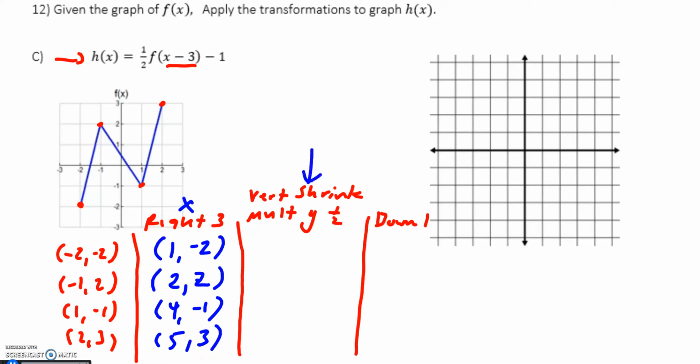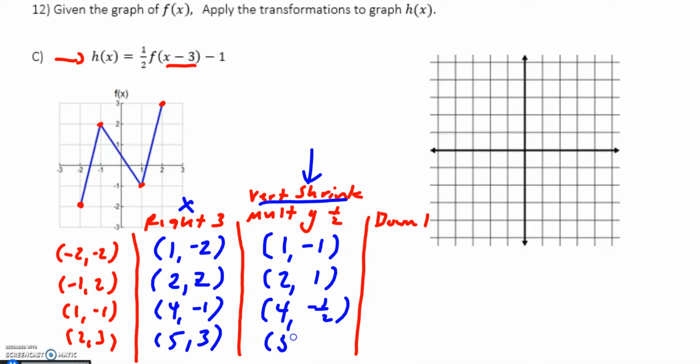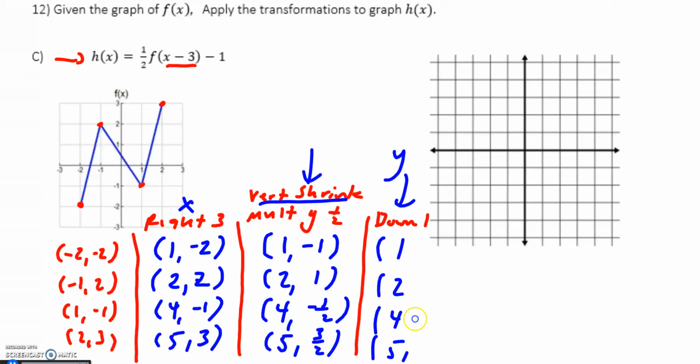The next thing I'm going to do is multiply all my y values by 1/2 to represent my vertical shrink. So this would become (1, -1), that stays the same, divide the y value in half, (2, 1), (4, -1/2), and (5, 3/2), which is really 1.5. Last but not least, moving down 1 again affects the y values, not the x's. So the x's all stay the same. So we'd still have 1, 2, 4, and 5 here. But my y values would become, down 1, (1, -2) is my final point.